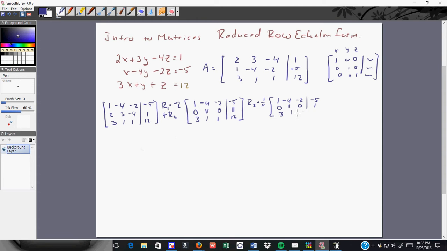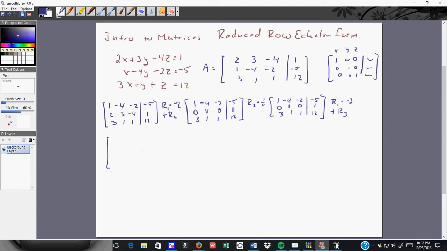So once again, I'm in really good shape because my second row already looks like this, which means right now I know that y equals 1. Now, I still need to find out the value of x and the value of z. So I take a look, I have a 1 and a 3. So I'm going to multiply row 1 times a -3, and add it to row 3.